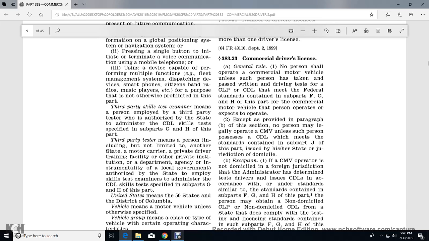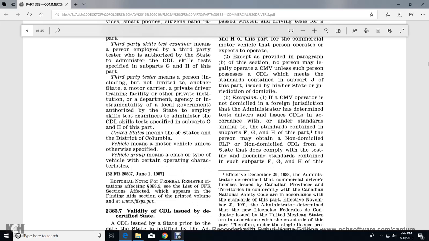383.23, commercial driver license. Generally, no person shall operate a commercial motor vehicle unless the person has taken and passed the written and driving tests for the commercial learner's permit or CDL that meet the federal standard contained in subparts F, G, and H of this part for the commercial motor vehicle that person operates, except as provided in paragraph B of this section. No person may legally operate a commercial motor vehicle unless the person possesses a CDL which meets the standard contained in subpart J of this part, issued by his or her state or jurisdiction of domicile.